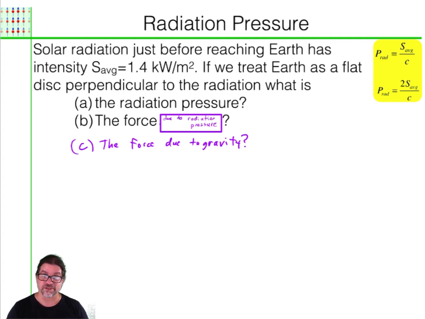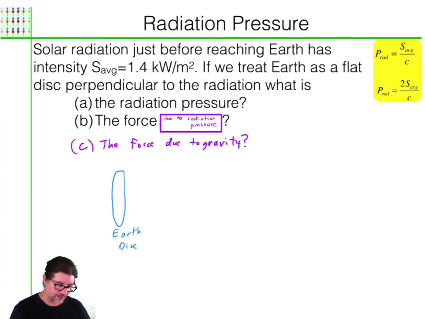And you might correctly assume that the force outwards due to the radiation pressure is not going to be nearly as strong as gravity. So let's try it out. Keep in mind it's like this, right? Here's the Earth disk, right? And we have sunlight coming out like this. And we're assuming, let's assume it's a reflecting Earth again. So let's calculate it.